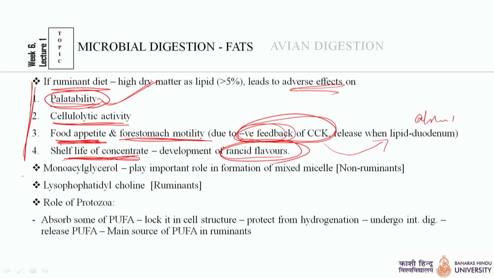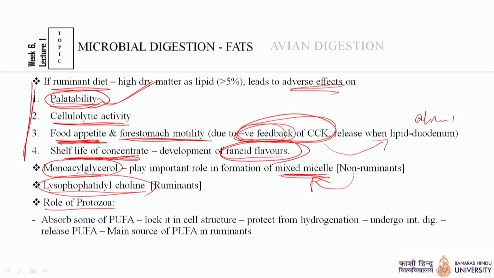The next important aspect is mixed micelle formation. In the non-ruminants, monoacyl glycerol plays an important role in the formation of the mixed micelle, whereas in the ruminants, lysophosphatidylcholine plays the important role. This is one important difference you need to understand in mixed micelle formation between ruminants and non-ruminants. One is lysophosphatidylcholine in the ruminants, whereas in the non-ruminants it is monoacyl glycerol.